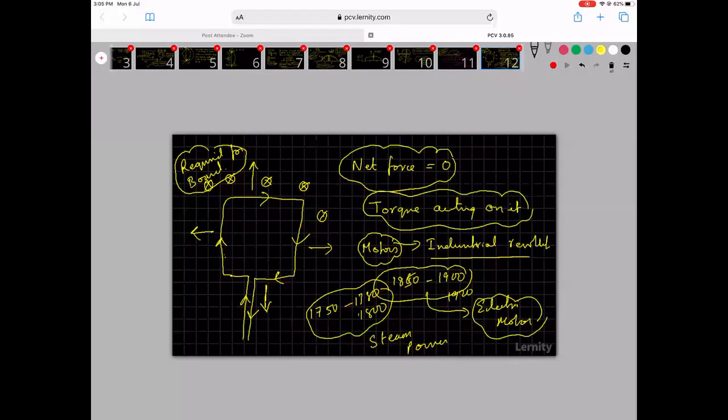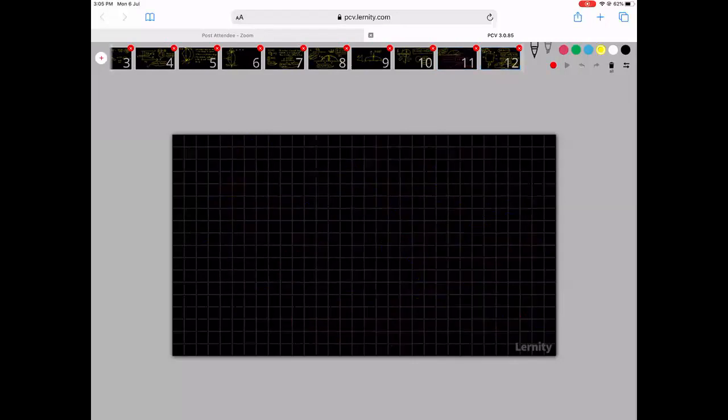I think in the last exam, in 2020, there was a question: what is the force acting on it and what is the torque acting on it. So we will work it out. To work that out, let us assume there is a magnetic field in this direction. Now let the magnetic field be equal to B.